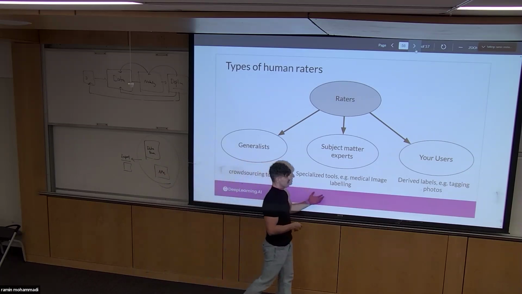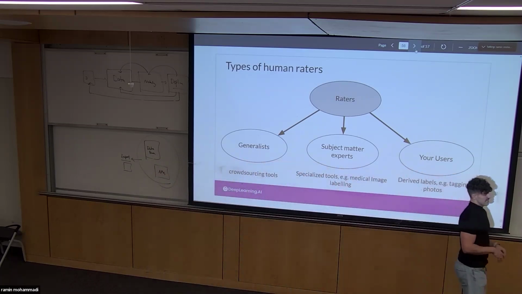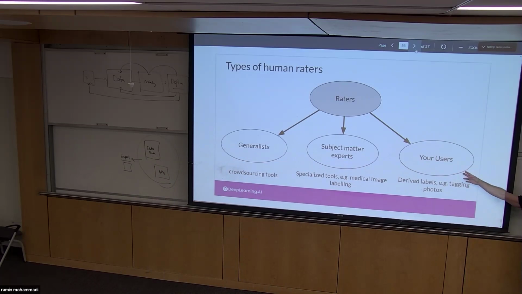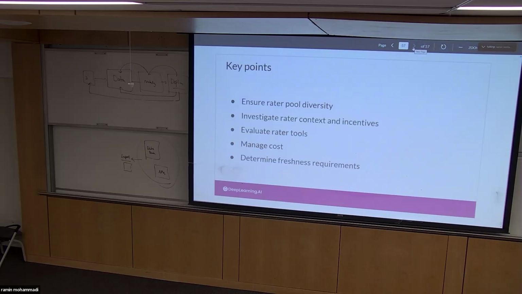They're normally more expensive. And your user is technically the best labeler you could get, if they give you the label, which most of the time is not happening. But if they can provide that, that's great. The key points here are to ensure rater pool diversity, investigate the rater context and incentive, evaluate rater tools, manage your costs, and determine freshness requirements. So those are some points you can keep in mind to improve your data labeling process overall.